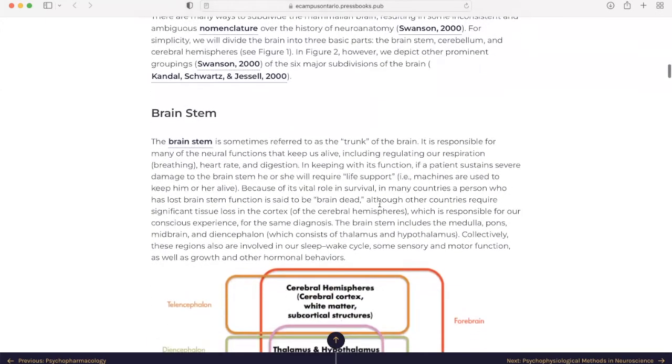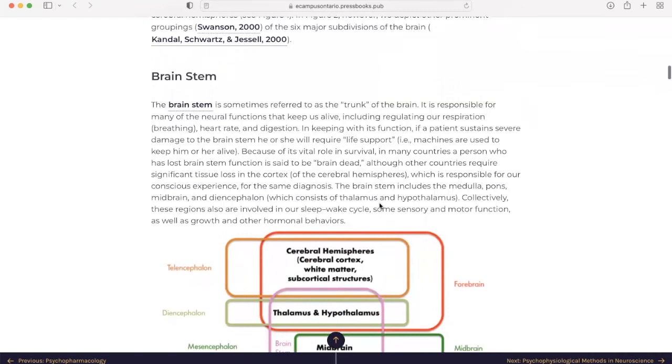But we're going to start with the brain stem and answer the first question, which is name and describe the basic function of the brain stem. Sometimes referred to as the trunk of the brain, it is responsible for many of the neural functions that keep us alive, including regulating our respiration, which is our breathing, heart rate, and digestion. In keeping with its function, if a patient sustains severe damage to the brain stem, they will require life support. So it is a vital component in our survival. It's vital for us to keep that part of our brain very healthy.